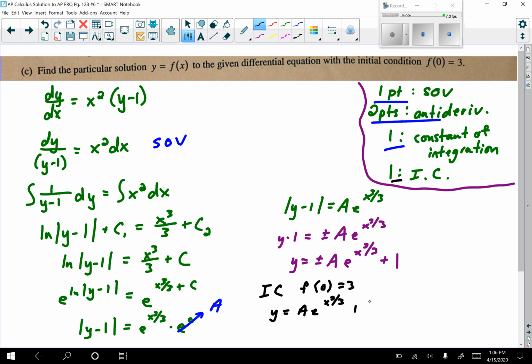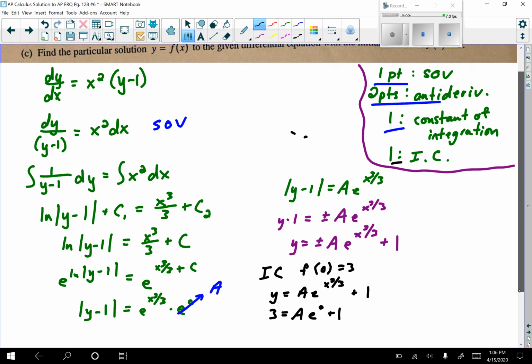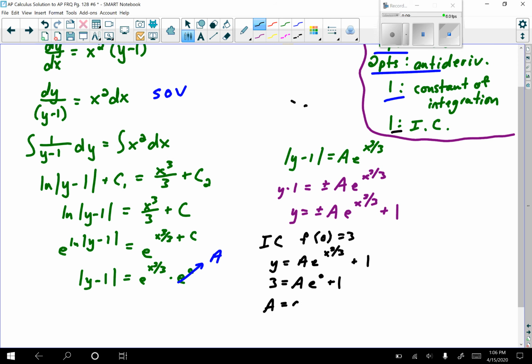I'm going to work this out another way too, just to show you what would happen if we did use the negative a equation. So just to show you this here, we're going to get 3 is equal to a times e to the 0 plus 1. So a is going to equal 2. So now this gives us our specific solution, that y equals 2 times e to the x cubed over 3 plus 1.